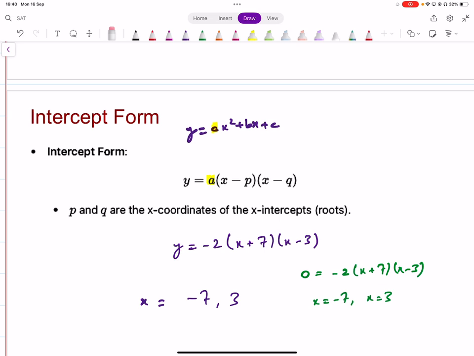Is there any way to find the turning point? Is there a long way of finding this? What's that? Simplify, multiply and simplify, use minus b over 2a. That's one possibility if nothing else works out. But can we just do it directly from here? Yes.